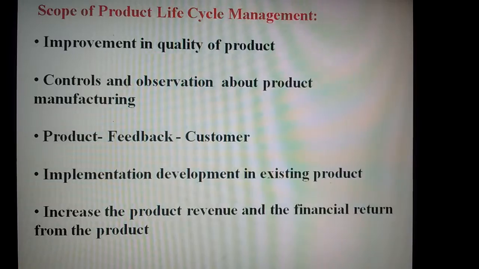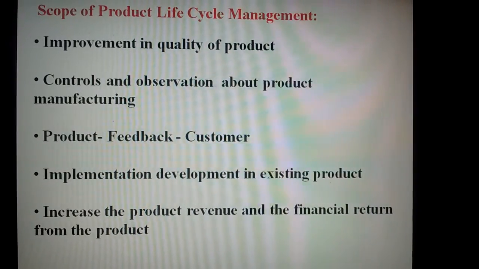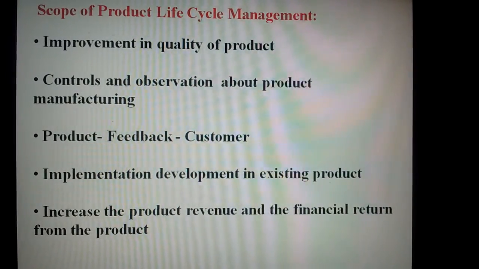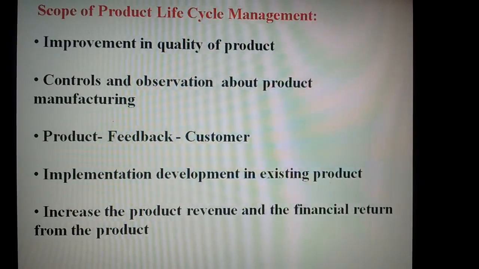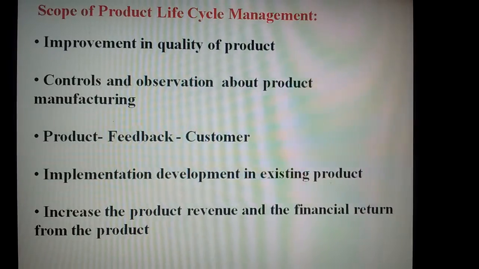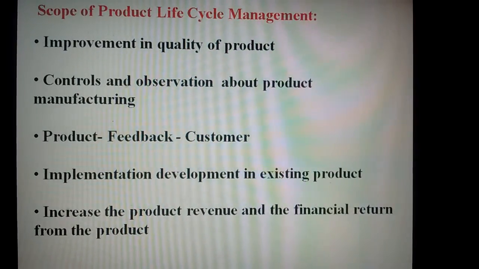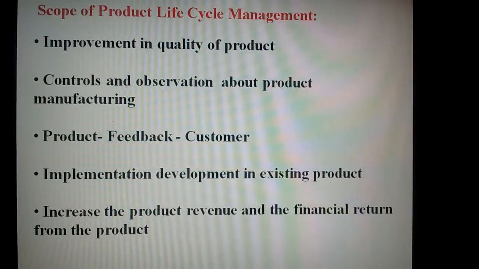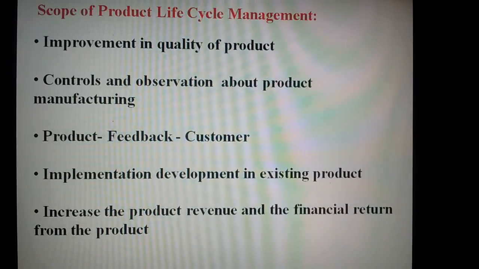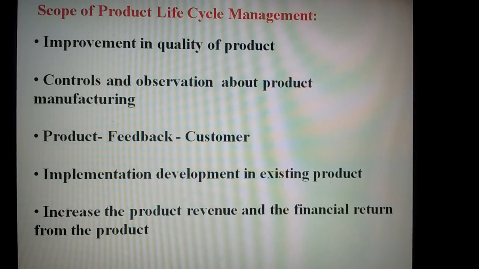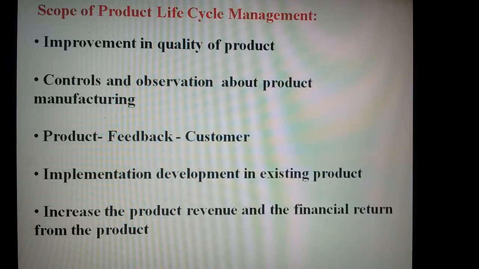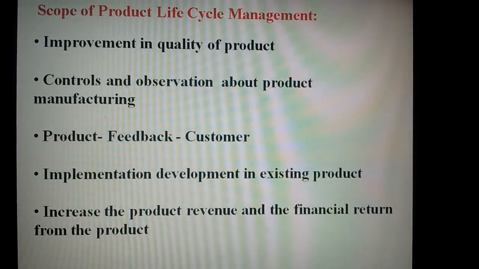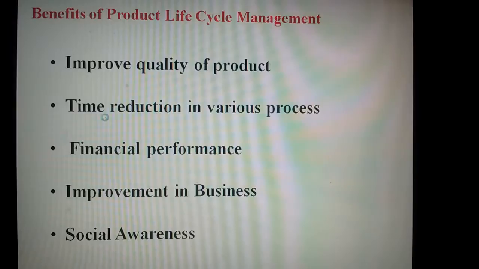Then implementation and development in the existing product. So obviously it depends on the feedback. Proper implementation is also there for the existing products. Then increase the product revenue and financial returns from the products. Obviously each and every industry develops products for customer requirements, but the main motto of the industry is to increase product revenue and financial returns from the products. So these are the various scopes of the product life cycle. These are limited scopes based on the industry and the products; different scopes are also present for other products.